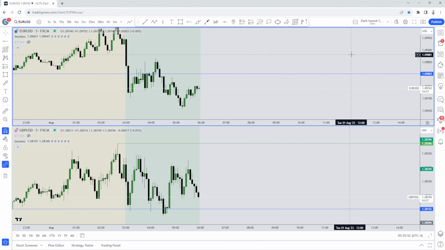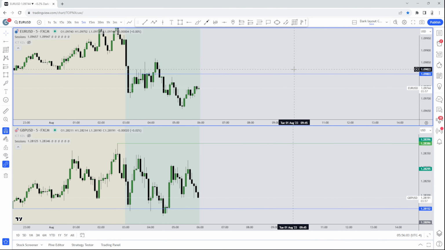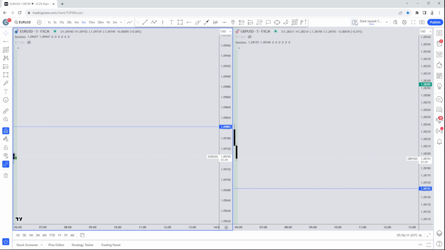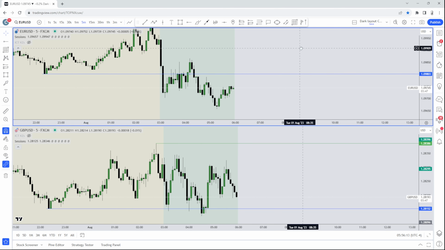First and foremost, for this strategy we are going to be using Euro US dollar and British pound US dollar, and you can have this layout on your TradingView platform just by going on the top right of your screen, select layout, and you can choose either this layout or this layout right here, whichever one suits you best.